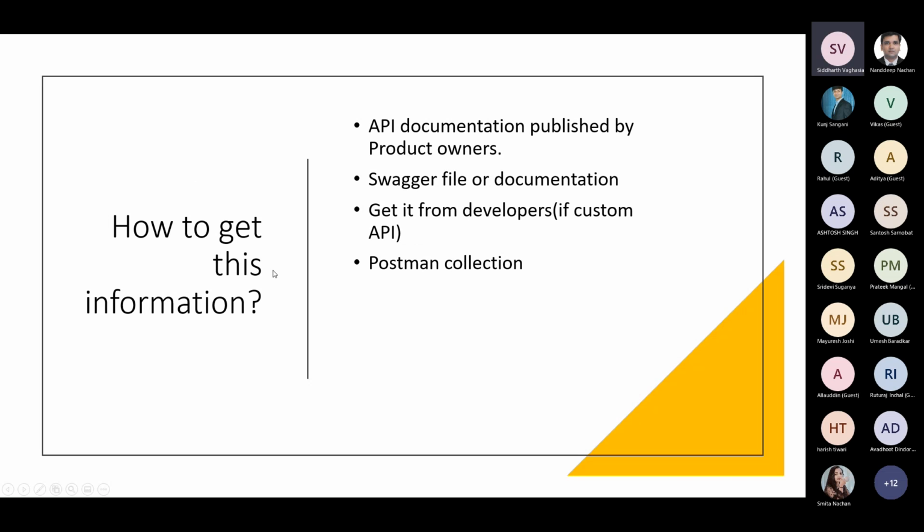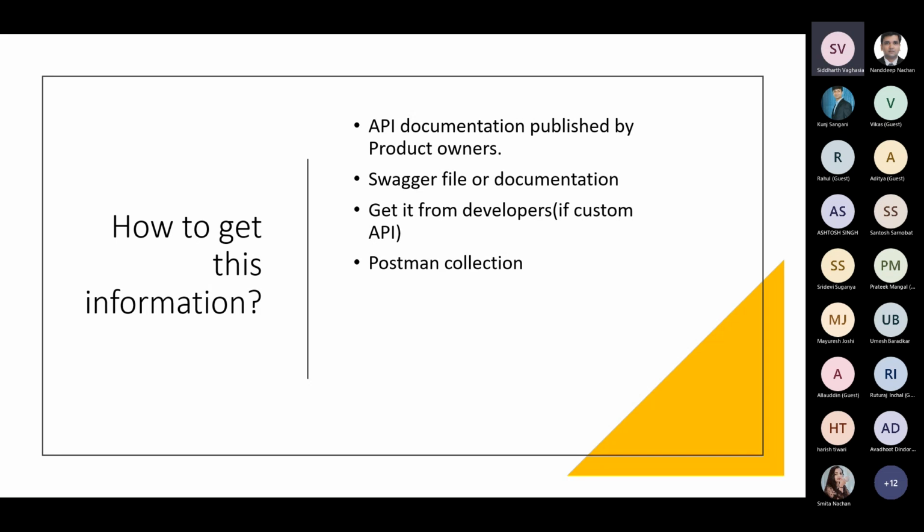Now, how will you get this information? There are different ways depending on which APIs you are trying to connect. If you are trying to connect to a product which is already available, definitely the product owners or the product company would have their own API documentation. There are times when they would use Swagger, which is the most basic and widely used way of defining or creating documentation for your APIs which are hosted somewhere.